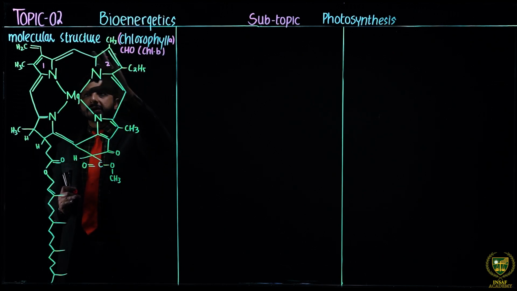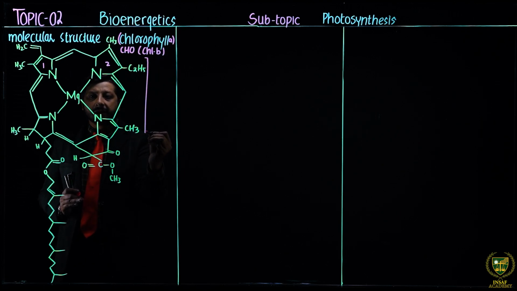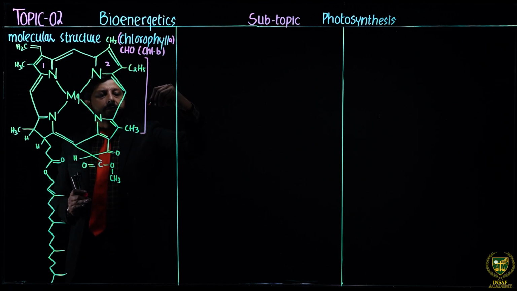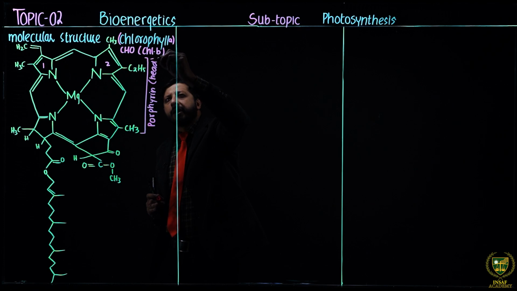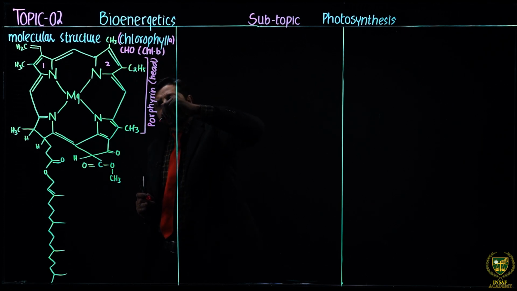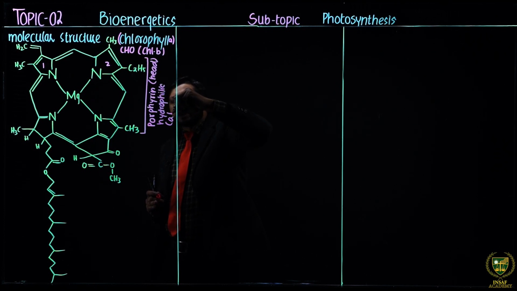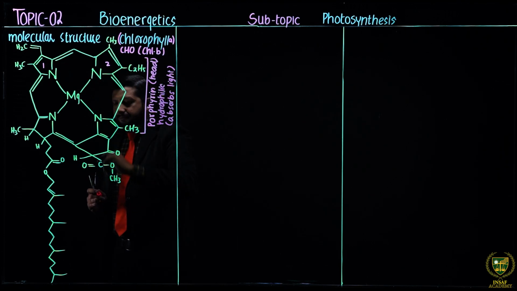This whole portion is called the porphyrin head. So this is the porphyrin head, and it is hydrophilic, and it absorbs light. The light coming from the sun is absorbed at this very place.